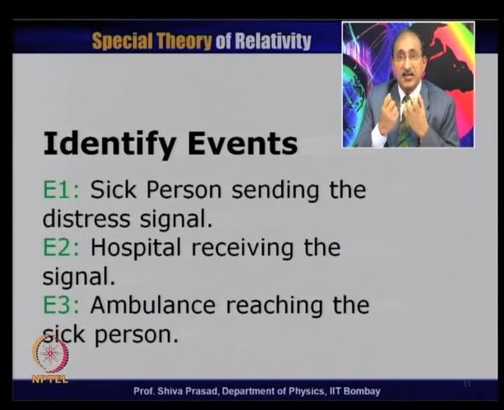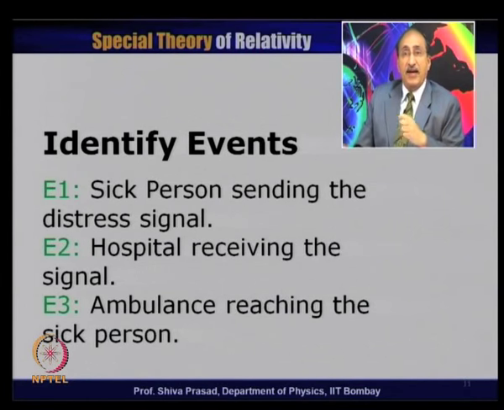Then the signal is received by the hospital. That is event number 2. So, the hospital receiving the signal is event number 2. Of course, as we have said, that is the same time it instructs the ambulance. So, instructing the ambulance and so on, everything occurs exactly at the same time, so they are all included in event number 2. In event number 2, you also find that the ambulance is just in front of the hospital. That is also part of event number 2. So, event number 2 comprises various things in that sense.